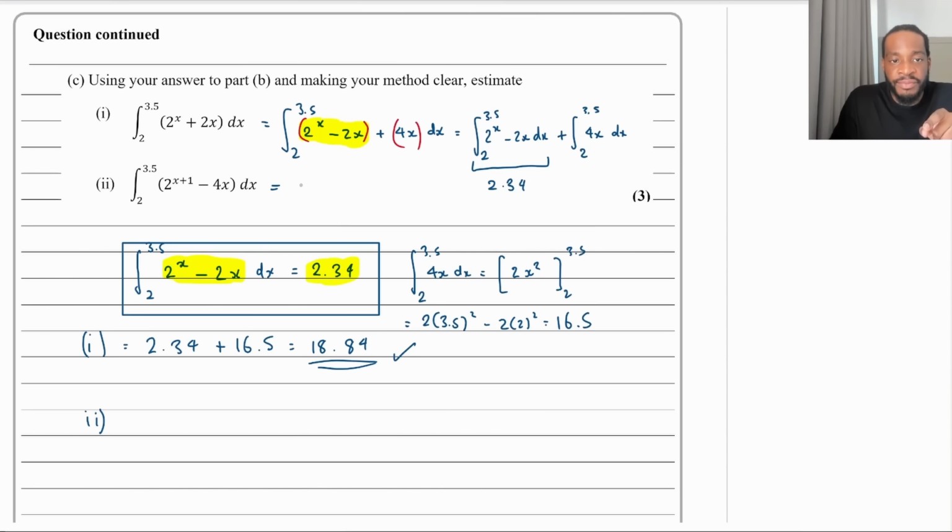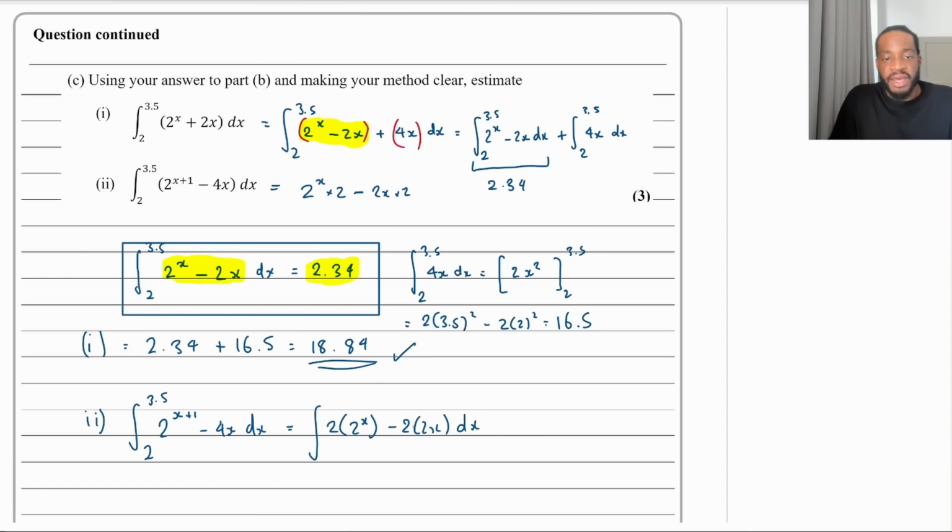Well, 2 to the x plus 1, that is the same as 2 to the x times by 2, no? Right? And then the minus 4x, right? That is the same as 2x times by 2, right? So if I just write that out here, the integral from 2 to 3.5 of 2 to the x plus 1 minus 4x dx is equal to the same thing as, you know what, I'm going to write the 2 in front. I'm going to write 2 to the x, right? So that thing there, minus 2 and then 2x, like that there.